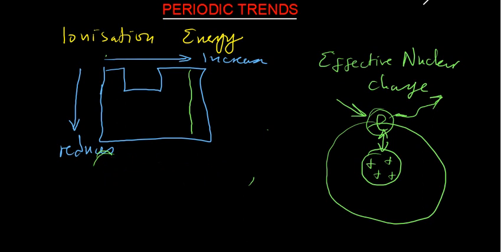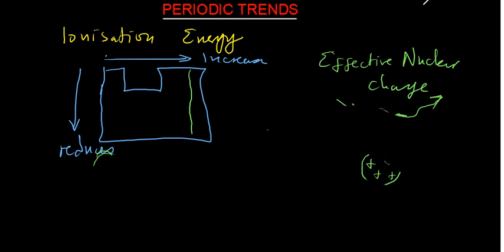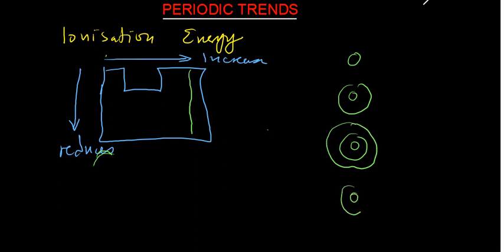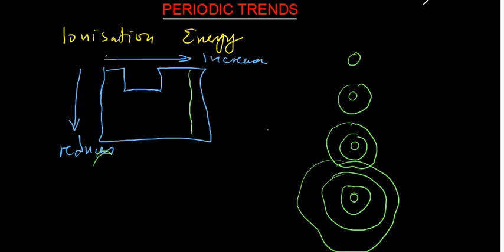Now, going from top to bottom, what is happening is the atom is becoming bigger. Like those atoms in period 1, they've got 1 shell, period 2, 2 shells, period 3, 3 shells, period 4, they have 4 shells. Just like that. So atoms are becoming bigger and bigger.